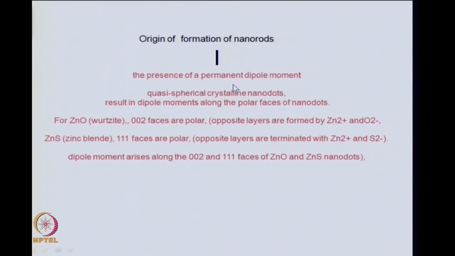If you have a permanent dipole moment, then many of these spherical, what we consider spherical nanocrystalline particles are actually not spherical, they are quasi spherical. That means, there is some distortion of the sphere, and that distortion or the quasi spherical nature of these crystalline nanodots, that will result in a dipole moment along the polar faces of these nanodots.